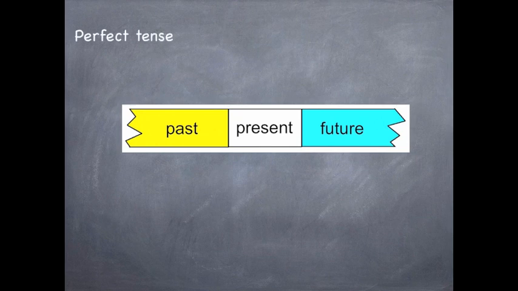The perfect tense is used for describing completed events or actions that only happened once or just a few times in the past. For example, I ate or I have eaten an apple. J'ai mangé une pomme.